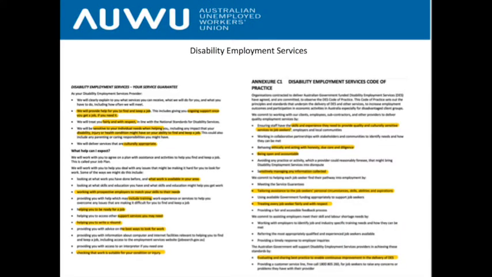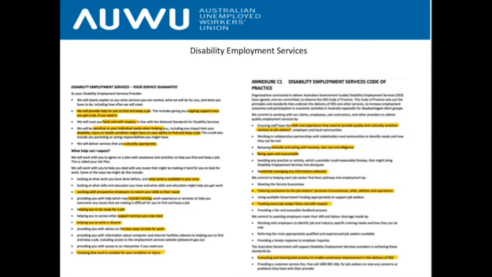Next, we've got the DES service guarantee here, and this is quite a comprehensive document. Researching this, I was really quite amazed at some of the stuff DES agencies are meant to provide, or required to provide, actually. So I'll go through some of them here. They're meant to, like Job Active, help you find and keep a job, but they also have to provide ongoing support once you get a job. They must treat you fairly and with respect, be sensitive to your individual needs when helping you, including any impact that your disability, health, or health condition might have on your ability to find and keep a job. This could also include any parenting or caring responsibilities you might have, and they have to be culturally appropriate.